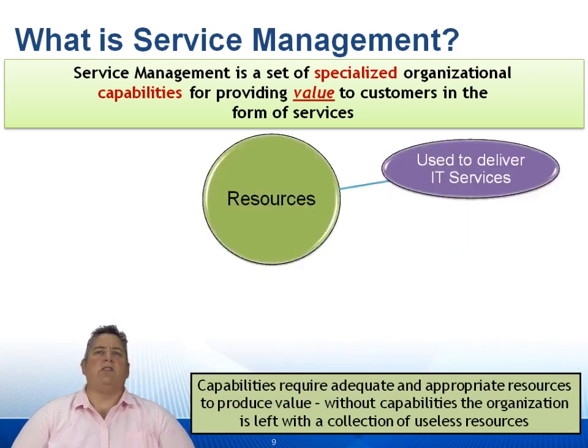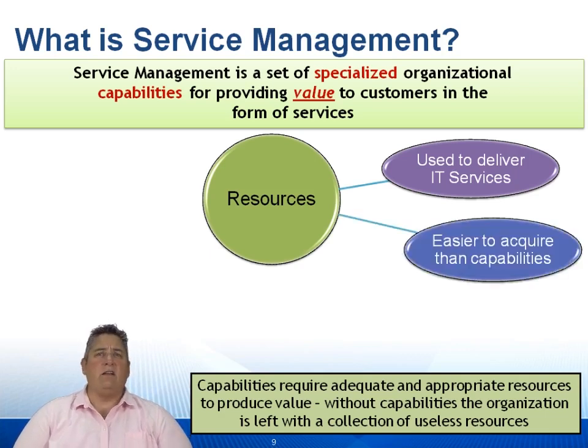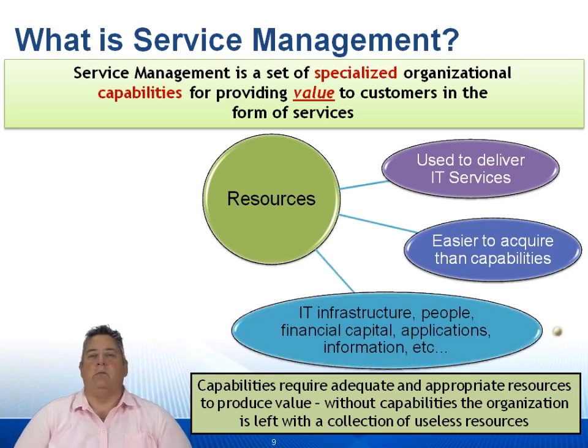Well, we also need to understand that we have to have resources. Those resources are used to deliver the IT service. These are more tangible items. They're easier to acquire than capabilities because I personally can go out and purchase them. This is infrastructure, people, capital. I can borrow money, applications, information.